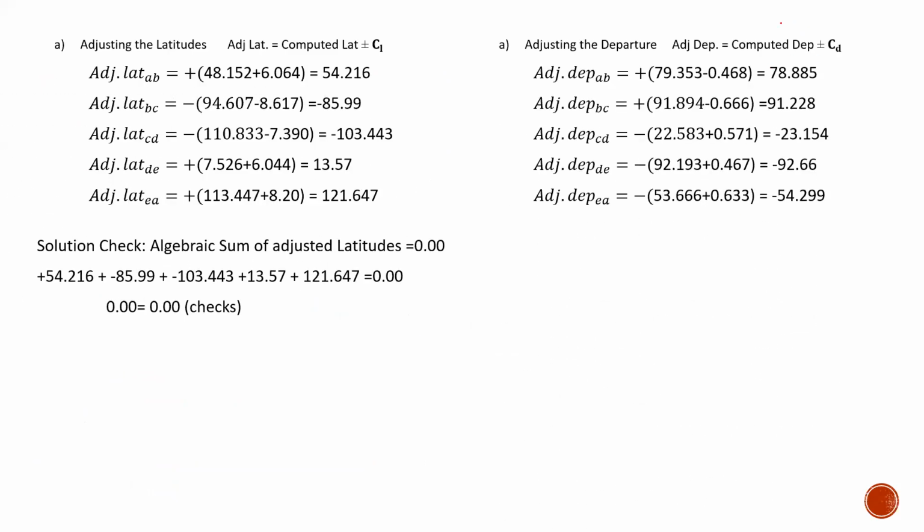Mag-a-add tayo sa west at magso-subtract tayo sa east kasi mas malaki yung east natin. Okay. So, again, positive for our is positive 79.353 minus yung correction natin 0.468. Again, since ito positive yung departure natin, which correspond to east, so magma-minus tayo. That is equal to 78.885 meter. So, we have here adjacent for the departure of the line BC.